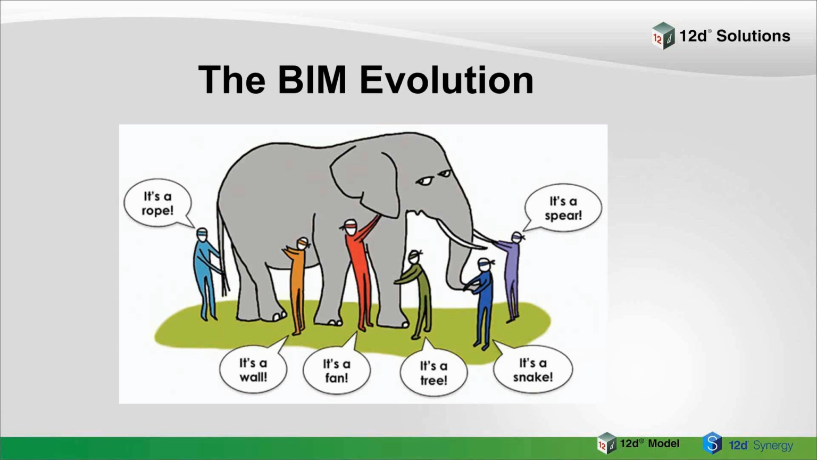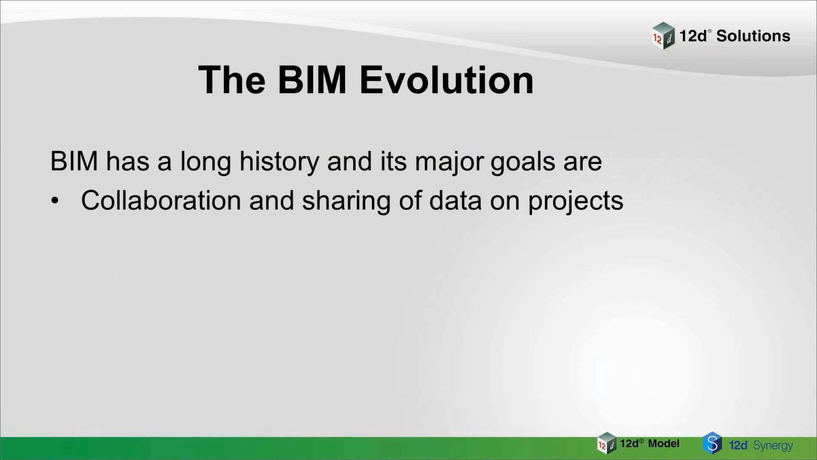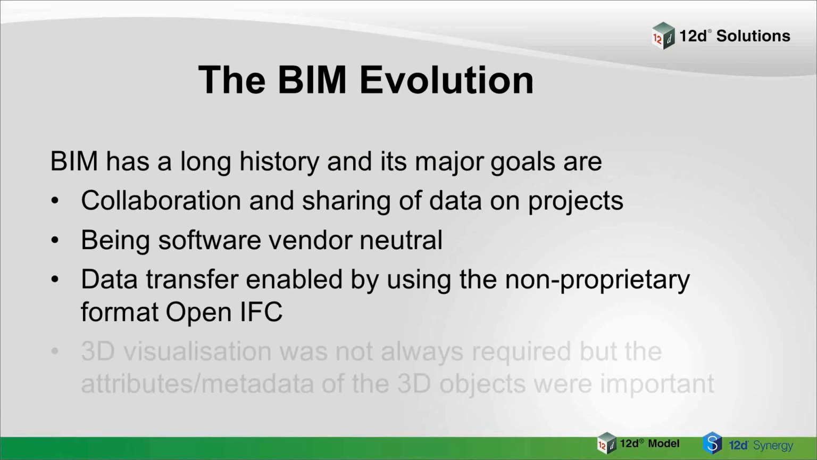Right, the next thing we're going to look at is BIM. And as you know, BIM means lots of things to different people. So I'll just talk about how it came about and how we've approached it. BIM had a long history, and basically it was for collaborating and sharing of data on projects, and for being software vendor neutral, so everyone could get data from everyone else. And the IFC format was the non-proprietary format that was proposed to be used with it.